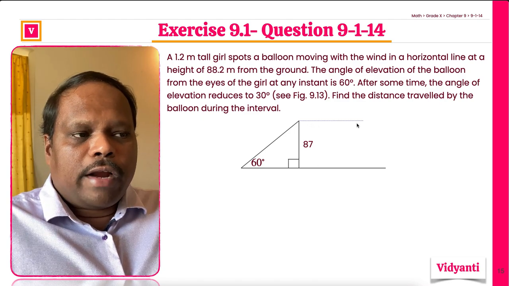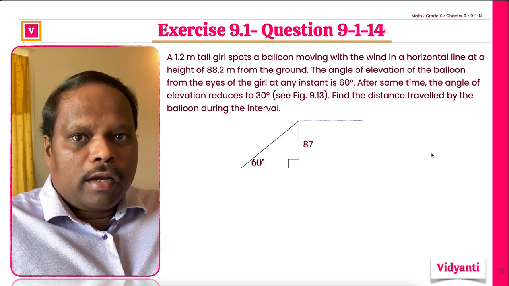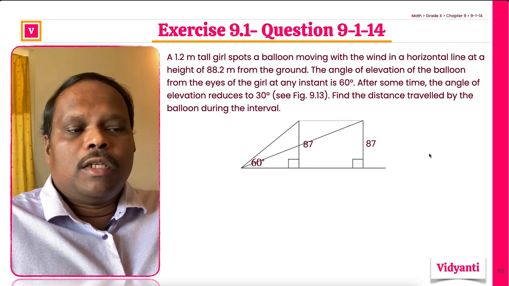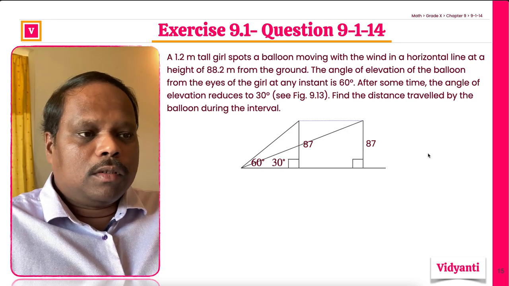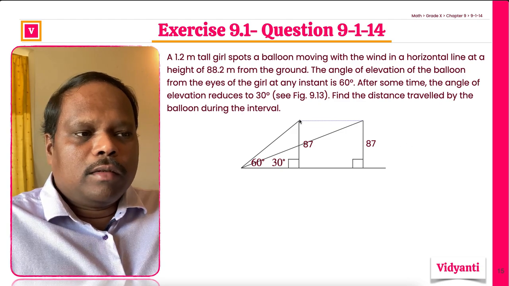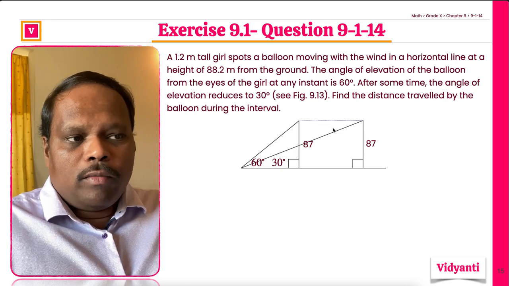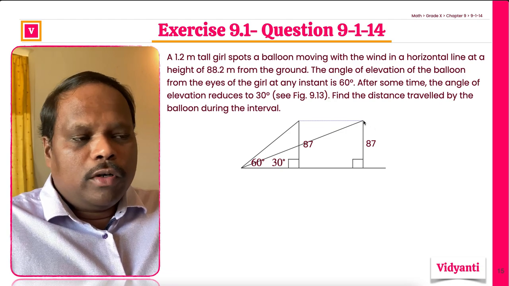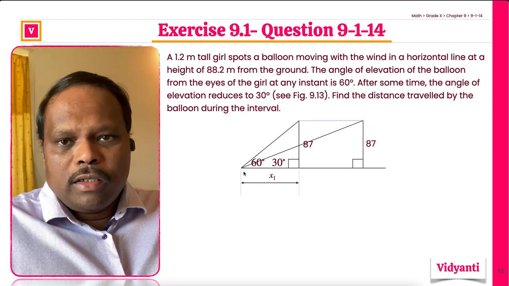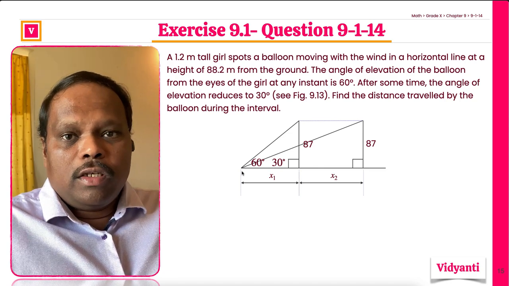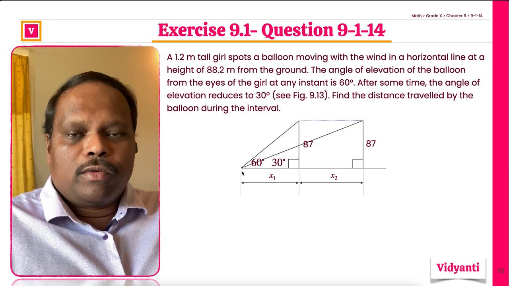After a while, the balloon travels away from the girl. The girl is here, the balloon is here, and the new angle of elevation with the same 87 meters height has been given as 30 degrees. So we have to calculate basically the distance traveled between these two positions. So we have to calculate the distance from position 1 of the balloon right here and position 2 of the balloon right here. So let's assume that the initial horizontal distance is x1. The actual distance traveled by the balloon is x2.